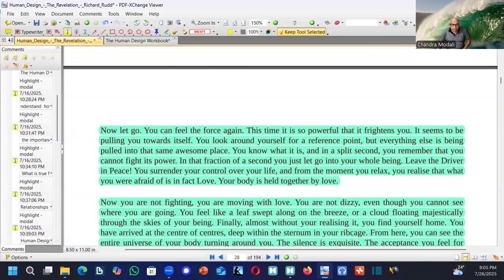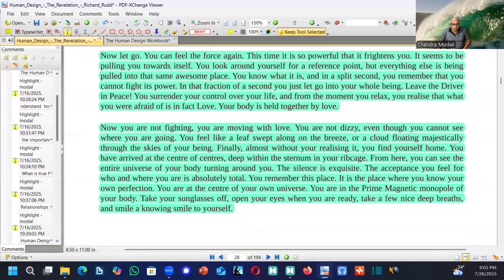Leave the driver in peace. You surrender your control over your life, and from the moment you relax, you realize that what you were afraid of is in fact love. Your body is held together by love. Now, you are not fighting. You are moving with love. You are not dizzy, even though you cannot see where you are going. You feel like a leaf swept along the breeze, or a cloud floating majestically through the skies of your being.